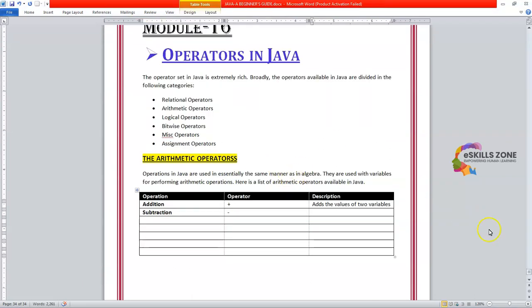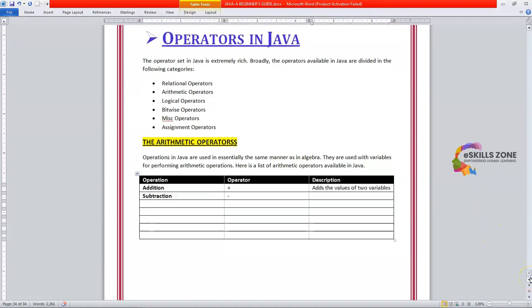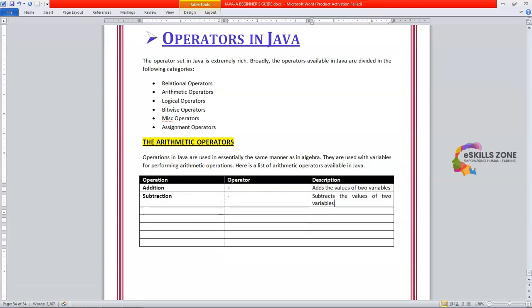So viewers, here you can see the table of arithmetic operators, Java language. So you can see the column as operation, operator, and description. The first operation is the addition, and the operator which is used is a plus symbol, and the description is that it adds the values of two variables. Second operation is subtraction. The operator used is minus symbol, and it actually subtracts the values of two or more than two variables.